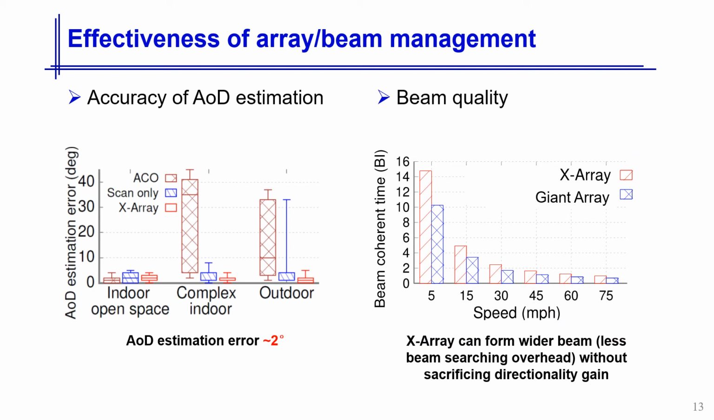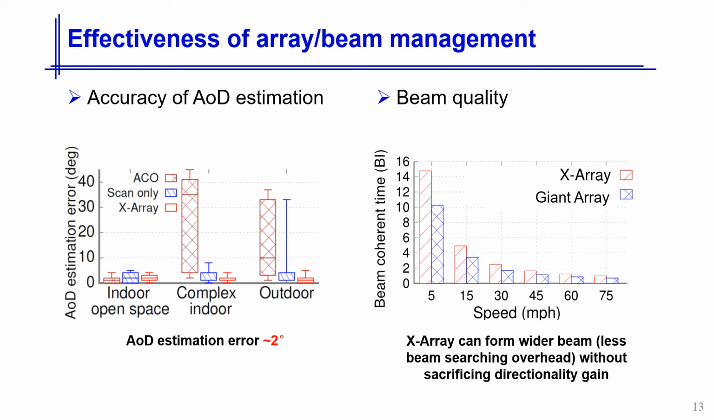Now we present the evaluation of X-ray. We first validate the accuracy and the effectiveness of X-ray's AOD estimation in 3 different environments. In each environment, we fix the AP and randomly place the clients at 80 locations. We compare 3 schemes: ACO, which is the state-of-the-art AOD estimation design, X-ray, and the scan-only AOD estimation, which simply regards the beamforming direction as the AOD. The left figure shows that X-ray has the lowest average estimation error and the lowest standard deviation, meaning it achieves the most accurate and stable AOD estimation.